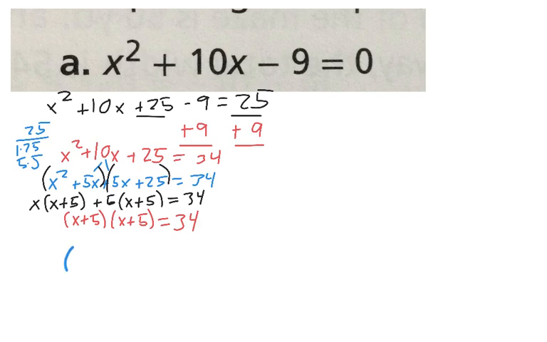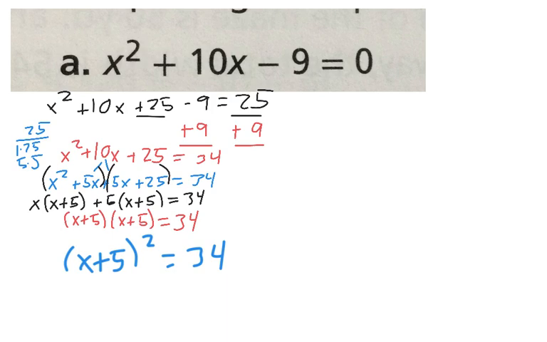So what is x plus 5 times x plus 5? It's x plus 5 squared equals 34. Now I've taken this whole mumbo jumbo and rewritten it with a single x. So now I can solve for that x. I know how to get x by itself, so that's what we're going to do.